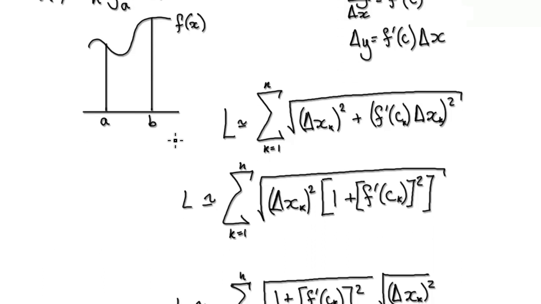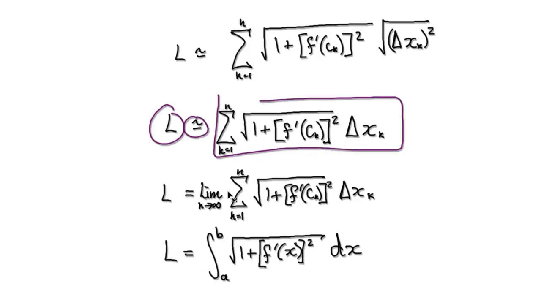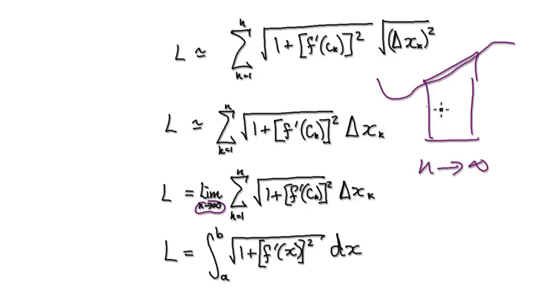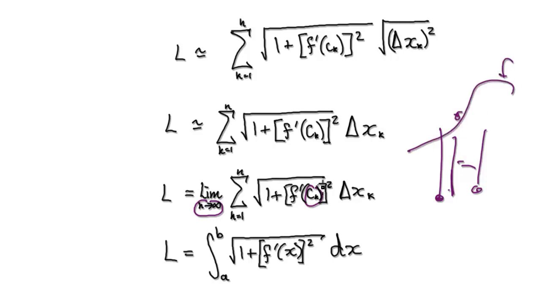Going back to here, the arc length is approximately us summing up all the diagonal lengths. Now take the limit as n tends to infinity. n is the number of strips, so as the number of strips increases, the width decreases. As the width decreases, remember there exists a c somewhere between here and here. So the c will lie on top of the function itself. Here it's a derivative of the function. So as the number of strips tends to infinity, this c, being somewhere in between, will just lie on top of the derivative of the function, which this thing here will then become this.